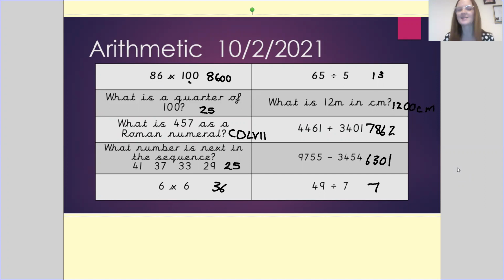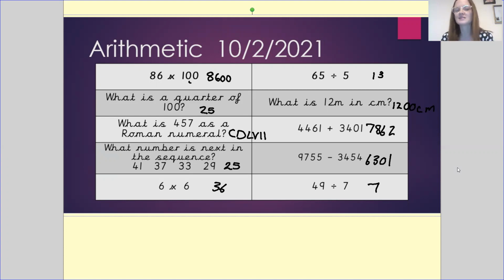86 times 100 is 8,600. What is a quarter of 100? You would divide 100 into four equal groups and it would be 25. What is 457 as a Roman numeral? It is CDLVII. What number is next in the sequence? So we have 41, 37, 33, 29. And you will notice that they are going down in fours. So your next number would be 25. 6 times 6 is 36. 65 divided by 5 is 13.